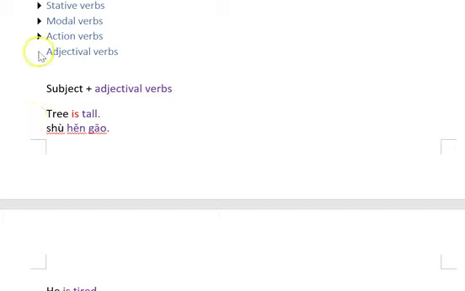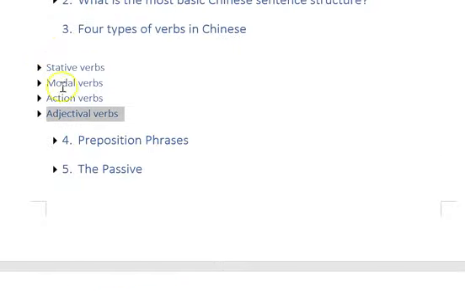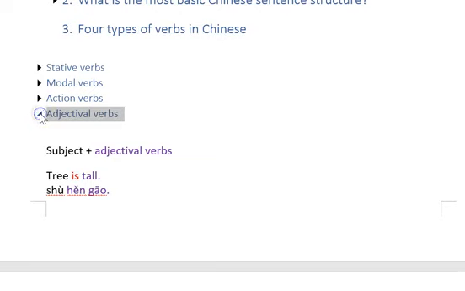All right, now we come to the highlight of this lesson, because stative verbs, modal verbs, and action verbs are very familiar to you, because English follows the same rules. We have these three kinds of verbs in English. However, the last kind is called adjectival verbs in Chinese. We don't have that usage in English. In Chinese, lots of adjectives can be used as a verb in a sentence.